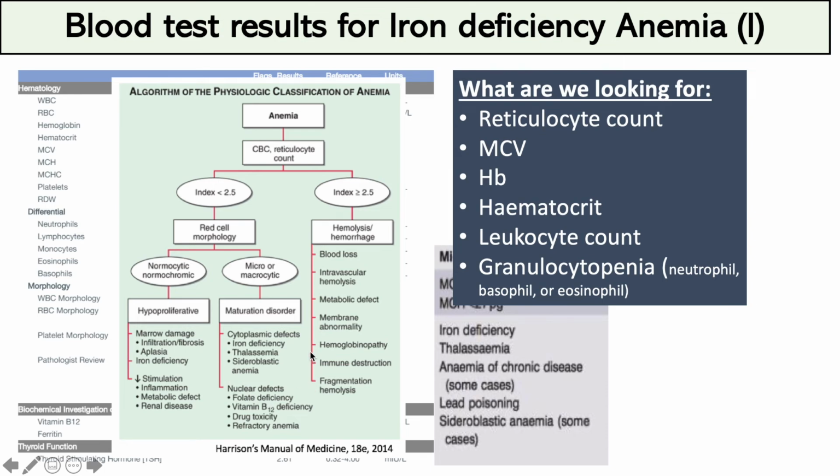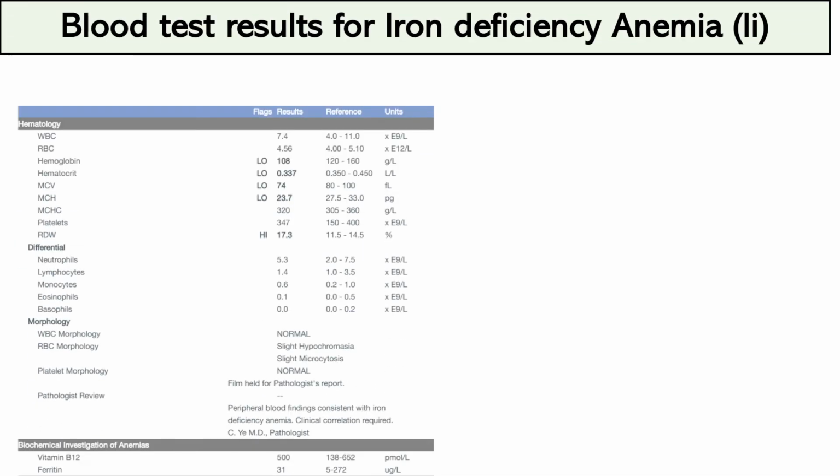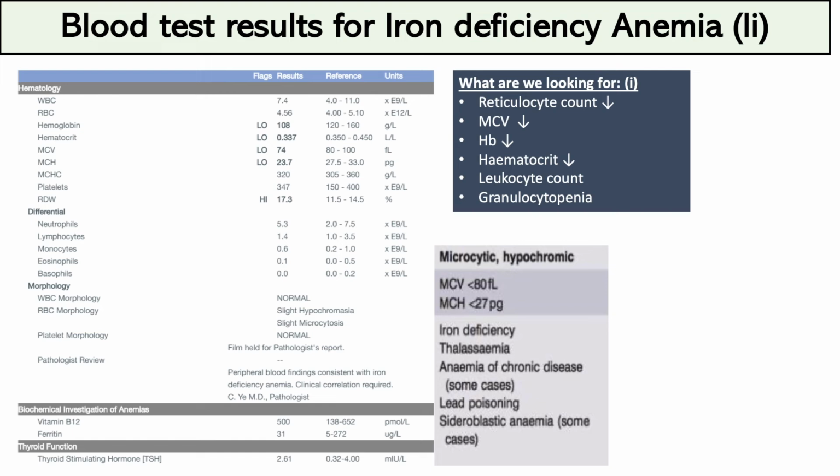If I'm speaking too fast, pause the video and familiarize yourself with what I'm saying. Now, MCV, on the other hand, usually would be decreased in anemia anyway, regardless. So hemoglobin concentration will be decreased, hematocrit will be decreased. Leukocyte count, generally speaking, would not be affected that much, but sometimes it can be decreased. Granulocytes, i.e. neutrophils, basophils, and eosinophils, these are all usually normal to low. So you can see on the screen now, reticulocyte counts will be decreased, MCV decreased, hematocrit decreased.